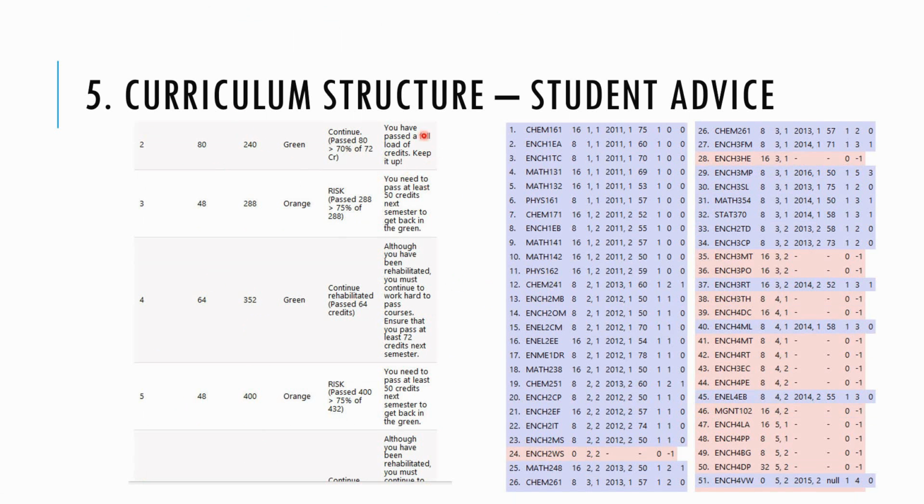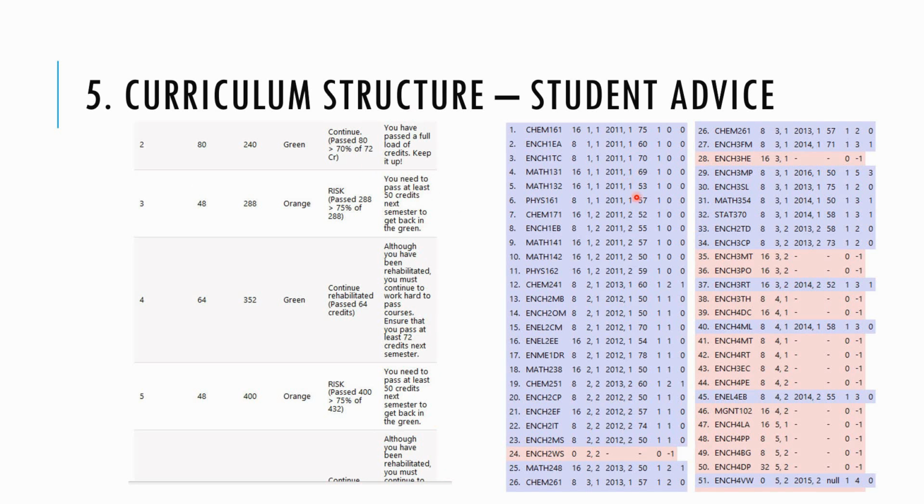And it's giving various comments here like, you've passed everything, well done, or here you haven't done as well now, and you need to pass at least 50 credits to get back in the green. Here, although you've gotten back in the green, you must keep working hard and you must pass at least that number of courses and so on. So you can dispense this kind of broad advice.